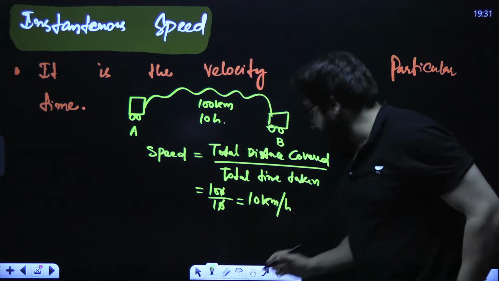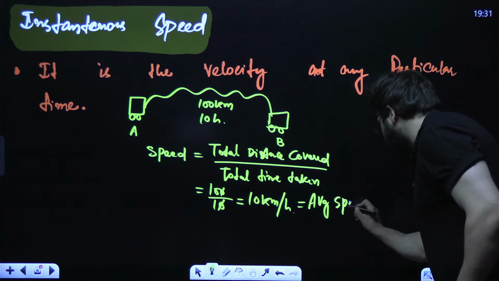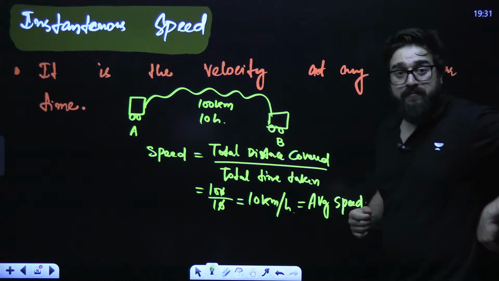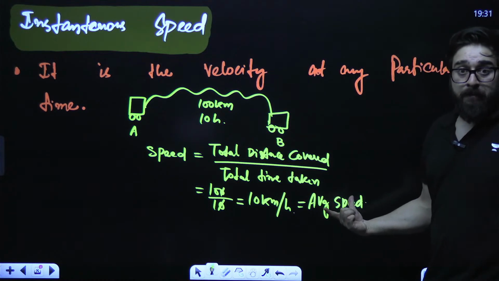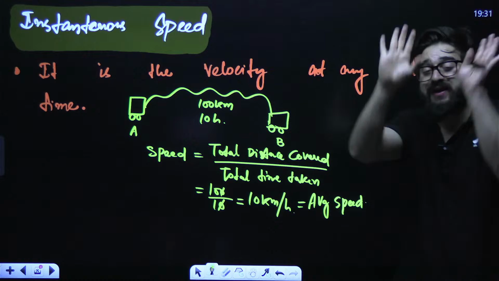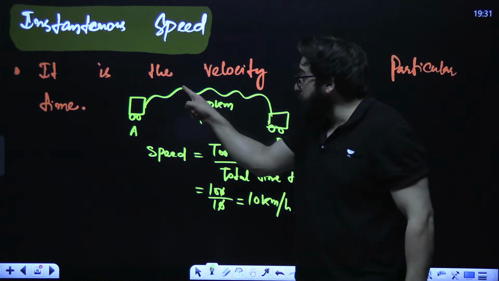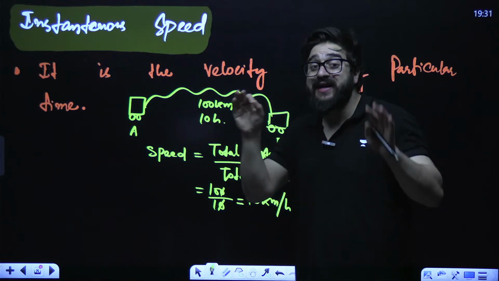And this speed is what we call the average speed. This means it is telling you how much the speed of the car is from A to B in general. This does not tell you that the speed of the car at every point is the same.